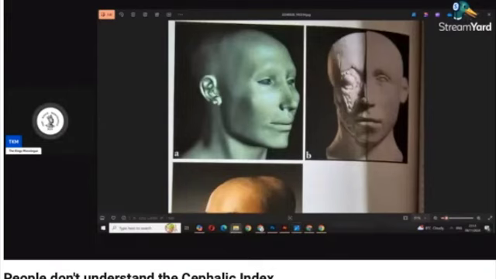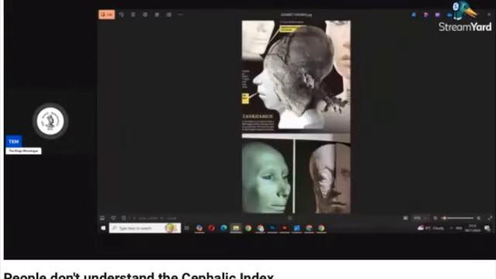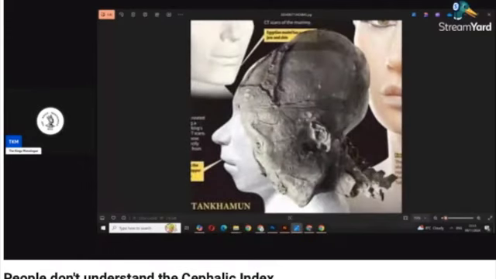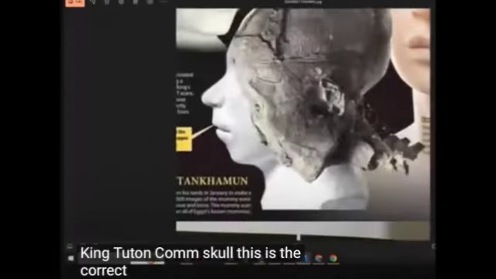But Zahi Hawass, oh no, not Zahi Hawass. He thinks King Tutankhamun's skull, this is the correct orientation. Because King Tutankhamun is, what the hell is that? What kind of chin is that? This is a disgusting manipulation of data. And the thing about, make it make sense.